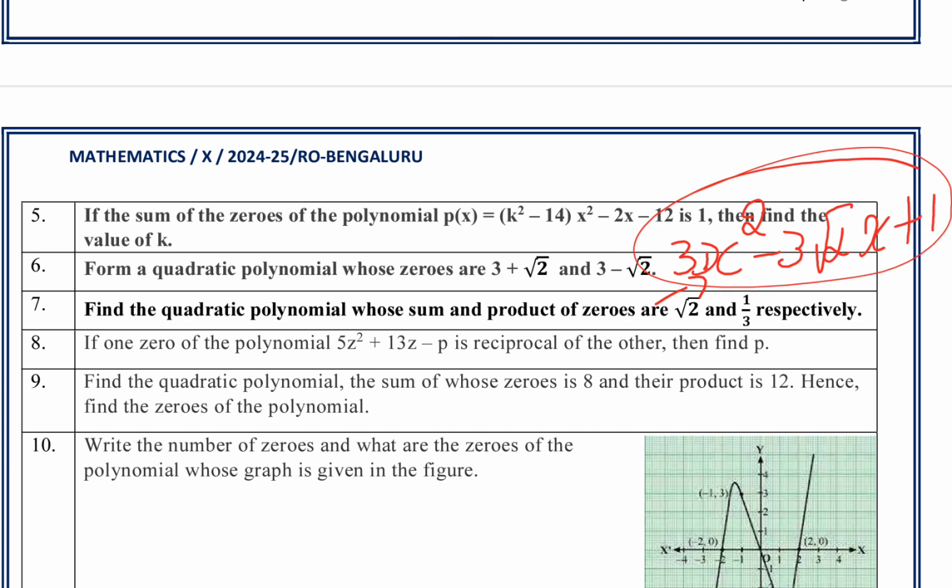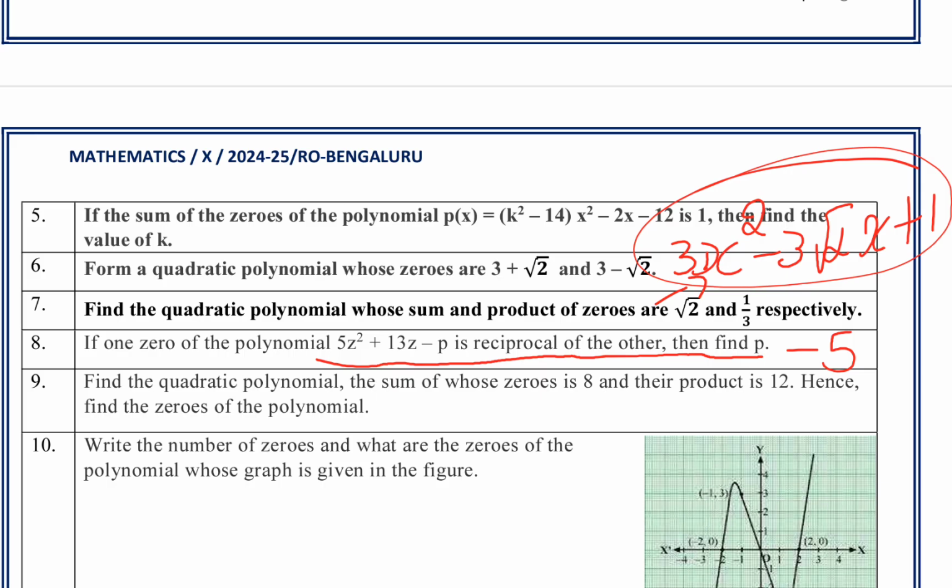And come to the eighth one. If one of the zeros of the polynomial 5z square plus 13z minus p is the reciprocal of the other, then find the value of p. The value of p is minus 5. This is the answer you can get from this one.